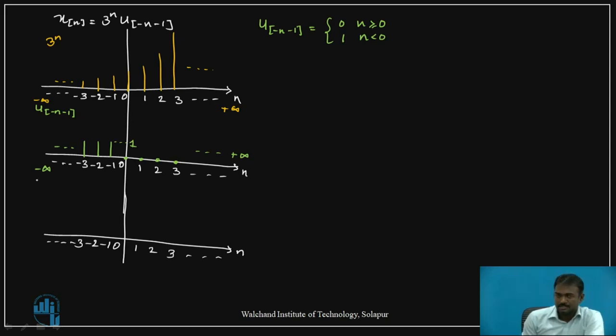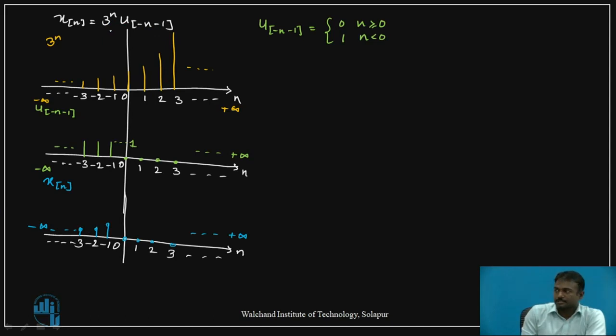Now in the third graph, we will draw the signal x of n, which is nothing but x of n is equal to 3 to the power n into u of minus n minus 1. So it is a product of 3 to the power n and u of minus n minus 1. So this represents the graphical representation of x of n here.